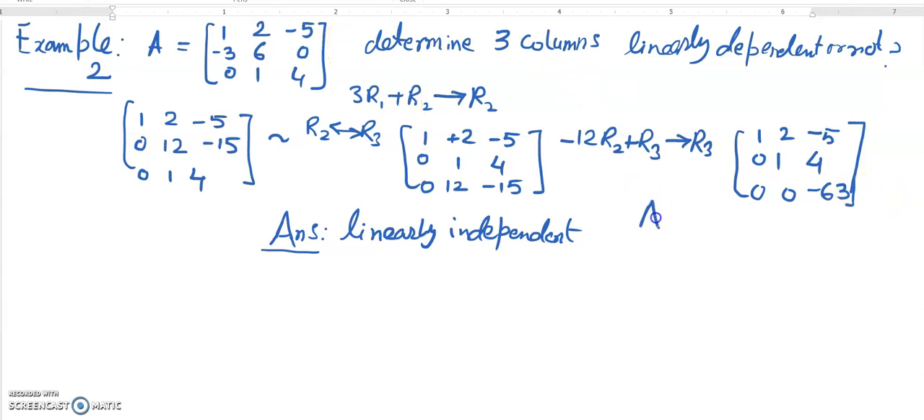For example, if we have a system as Ax equals b, and if b is equal to 0, then all these coefficients x1, x2, x3 will be 0. But if b is not 0, then we will have some unique, non-trivial solutions. In any case, we will say that these three columns are linearly independent.